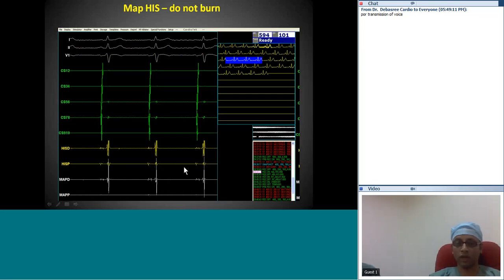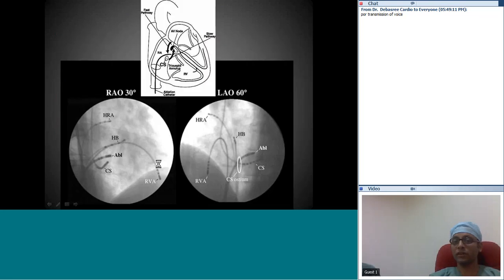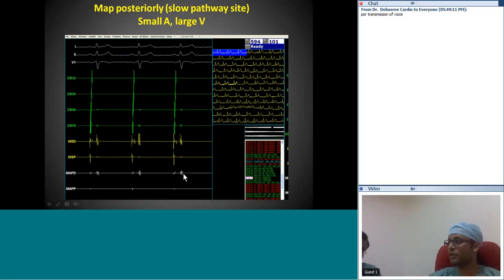So we look at this, and we also look at wherever the catheters are. So now this is where the His catheter is, which is directly at 12 o'clock position. I know my CS catheter is somewhere here. So the slow pathway is posterior. So I'm coming down to the CS region, going away from the His bundle, and that's where my ablation distal would be. When you come near the CS os, you're near the tricuspid valve annulus. So there, you should get a small a and a large b, because I'm near the annulus. That is the AV ring.